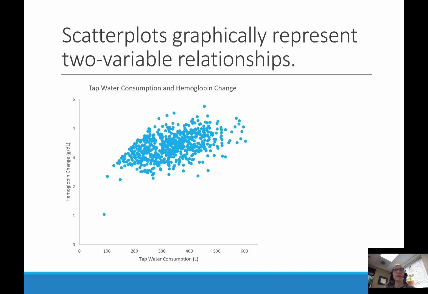Looking at the scatter plot, we see that tap water consumption, the explanatory variable, is positioned on the x-axis, while hemoglobin change, the response variable, is positioned on the y-axis. Take a few minutes and decide what you think the form, direction, and strength of the scatter plot are. Please pause this video while you make this determination. The form is approximately linear, and the direction is positive or up and to the right. However, it can be difficult to determine strength based solely on the scatter plot. Therefore, for linear relationships, we have a different way of describing the strength of a relationship.